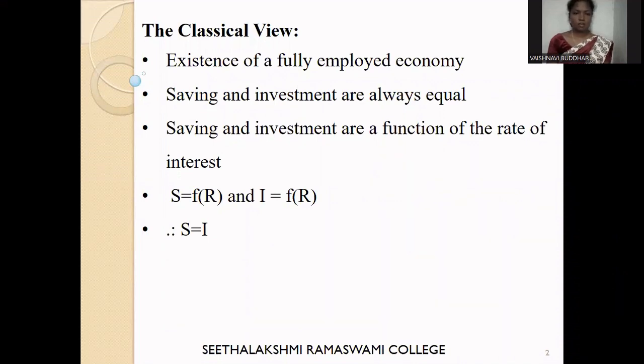According to the classicists in economics, there is prevalence of full employment in the economy, and saving and investment are always equal, because they thought that saving and investment will be equal to each other at the full employment level. Next, saving and investment are a function of the rate of interest. Of course, saving is a function of the rate of interest and investment is a function of the rate of interest. So, when we bring saving and investment together, we know that saving is equal to investment.